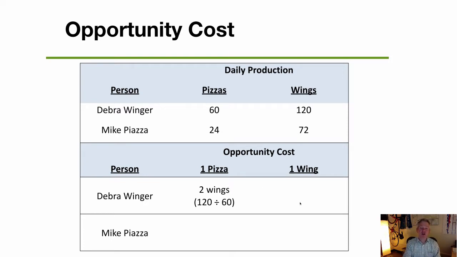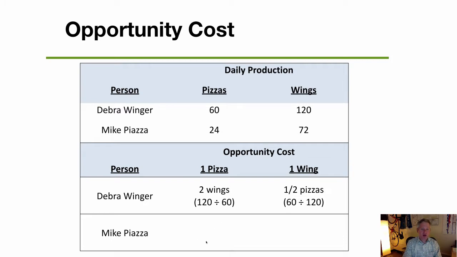So how about over here? What does it cost her to produce 1 wing? Again, the thing you want one of goes in the denominator, and the thing you're trying to figure out, in the units that you're giving up, you want in the numerator. So it should be 60 pizzas over 120 wings, 60 divided by 120. So to make 1 wing, it costs her half a pizza.